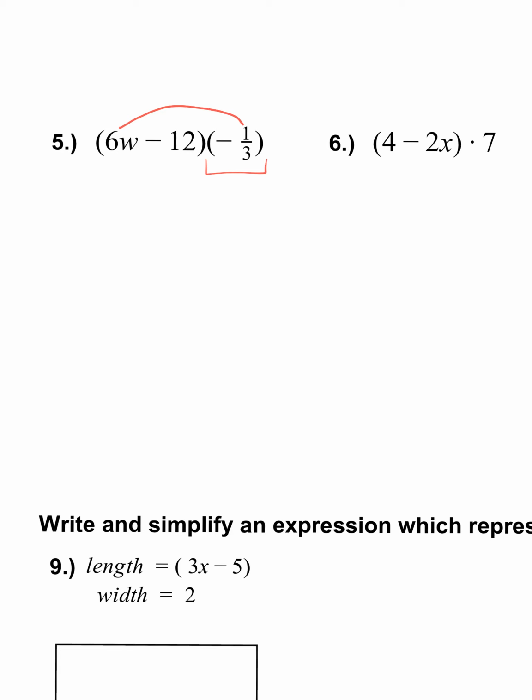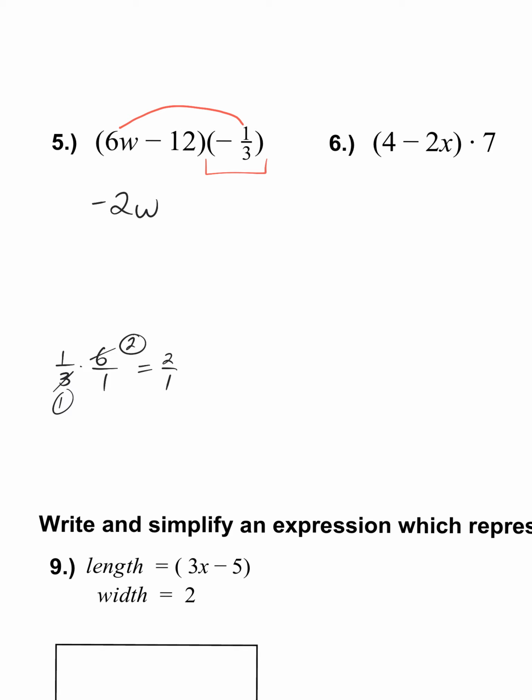Our first step is to distribute this negative 1/3 times 6w. So let's do 1/3 times 6 down here just to show our work. That's 1/3 times 6/1. If we do some reducing, some canceling, we get 2/1, which is equal to 2. And it's a negative 1/3 times a positive 6, so that gives us a negative 2. And we can bring our w down.